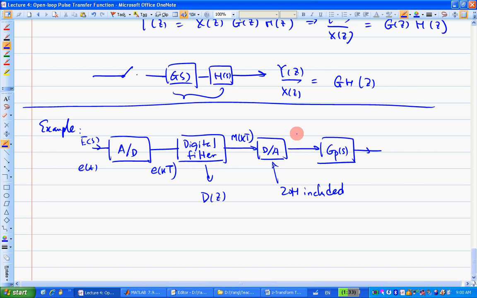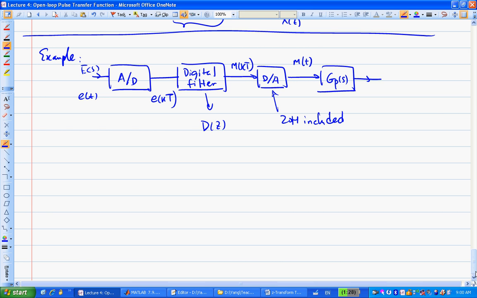What comes out of here is m of t, a continuous time signal, after the zero order hold. Then in general, for this D of z, you can see that M of z will equal D of z multiplied by E of z.